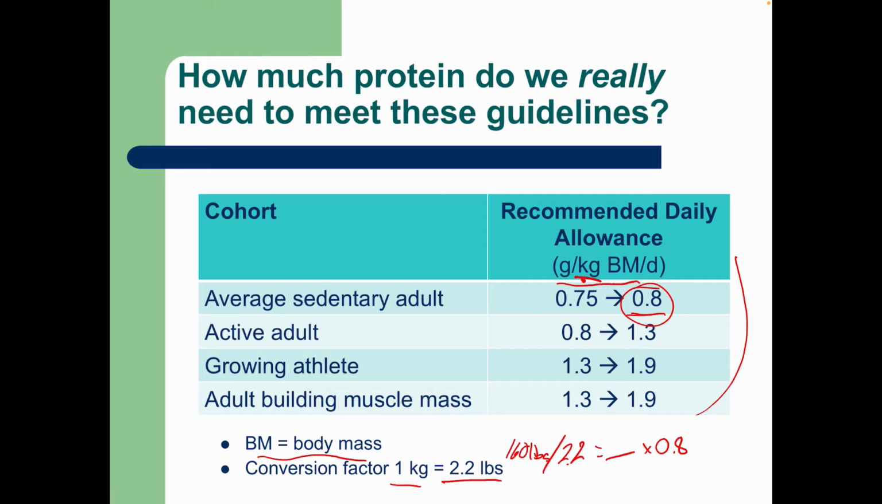So for an active adult, so you exercise, meet the recommended activity levels, work out 3 times a week, just your average active adult, you need 1.0 to 1.3. For a growing athlete, we also need 1.3 to 1.9, as well as an adult building body mass. And there are actually studies that have come out saying older adults need this higher end to help combat the loss of muscle mass and different things like that. Because as you get older, food intake also tends to decrease, so it's good to have a high protein diet to balance it out.